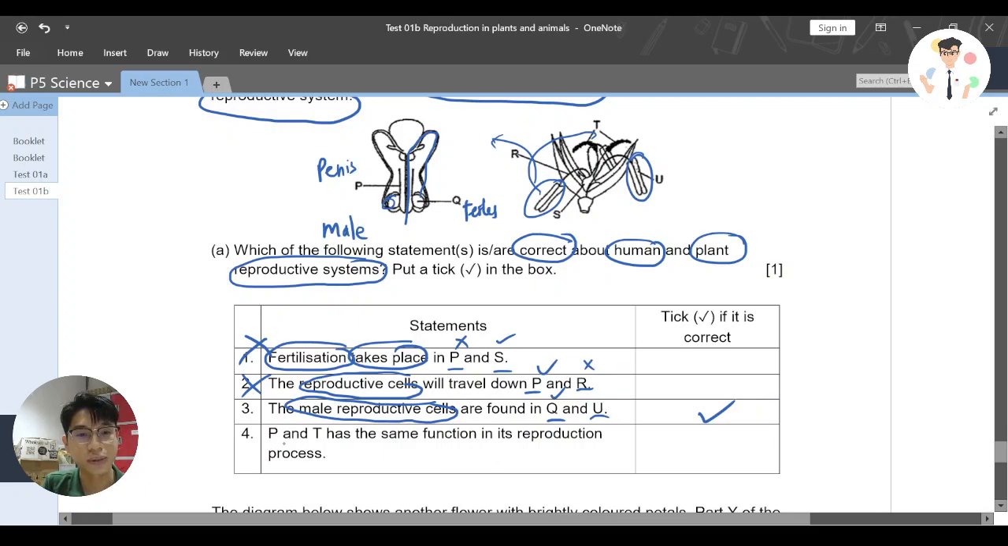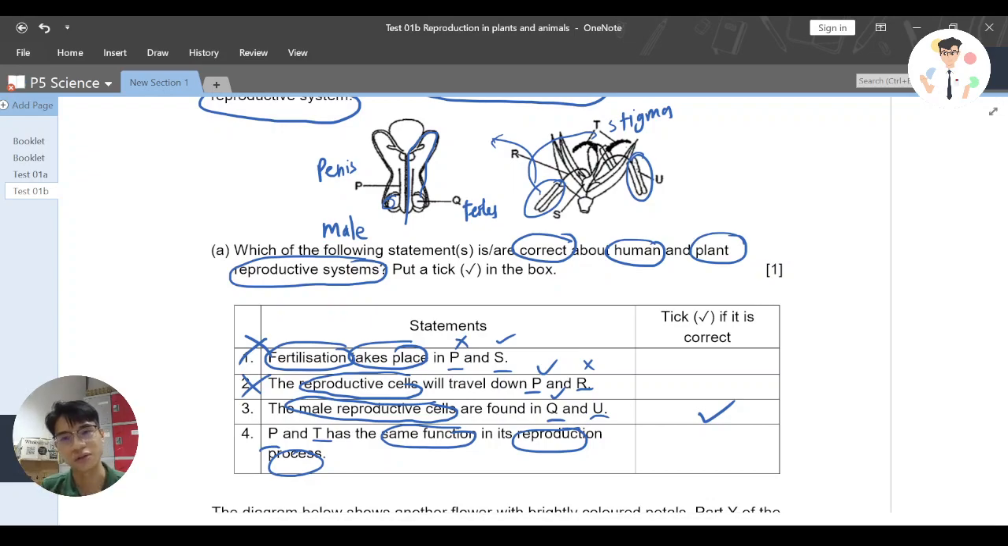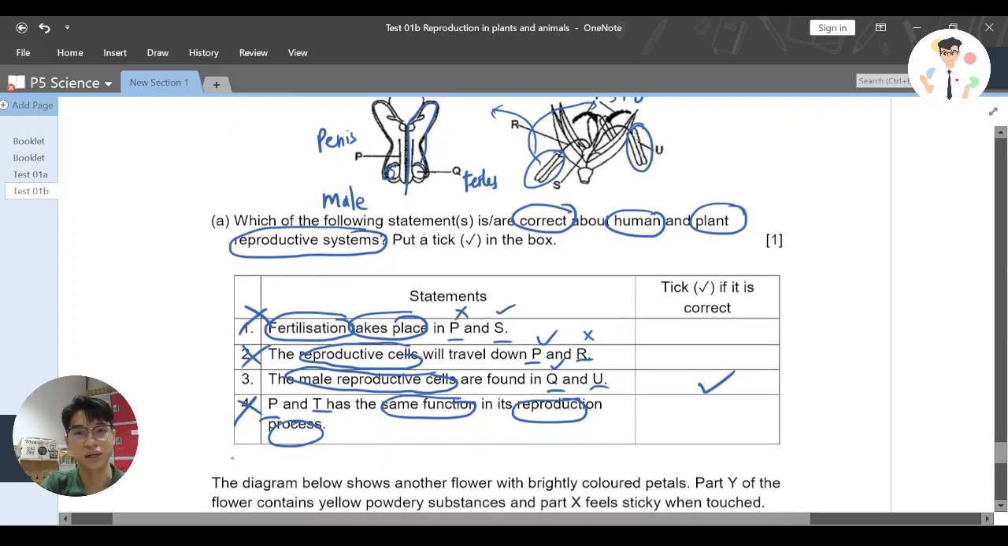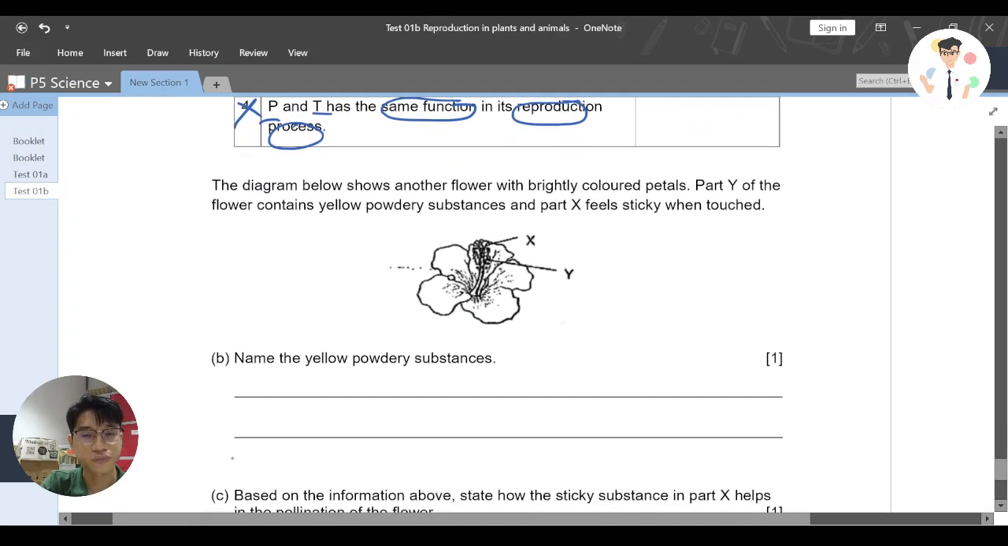P and T have the same function in the reproduction process. What is P? P is the penis, to transfer the male reproductive cells from the male's body to the female's body. But how about T? T is the stigma. Is the stigma transferring all this? No, right? The stigma is to receive the pollen grains, then help in fertilization. So it's actually nothing related. So it's wrong. Okay, so the only answer for part A is number 3. Okay, so let's move on.